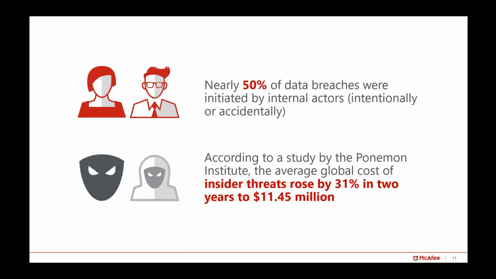We already spoke, when I spoke about some of the threats initially, about what the industry is facing. Insider threats contribute to nearly 50% of data breaches, right? Whether it is intentional or accidental. And according to the study of Ponemon Institute I spoke about, the average global cost of insider threats rose by about 31% in 2 years to about $11.45 million. Now, that's not easy. So what do we do about that insider threat? How do you deal with data protection from an insider threat perspective? Let's move to the next slide, Sanchit.